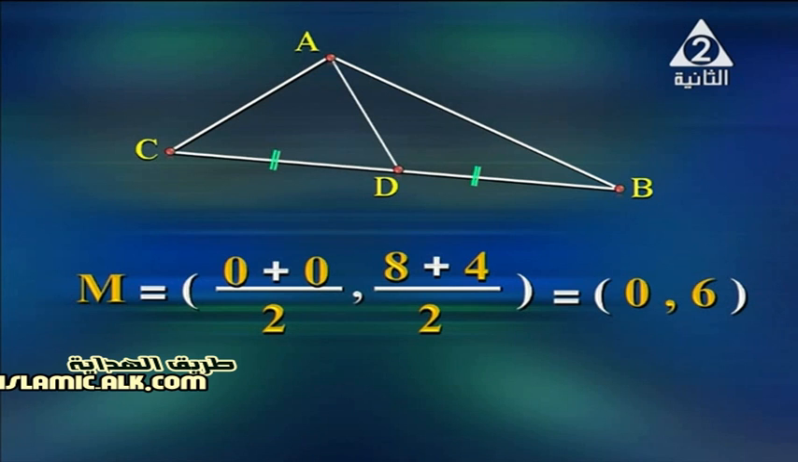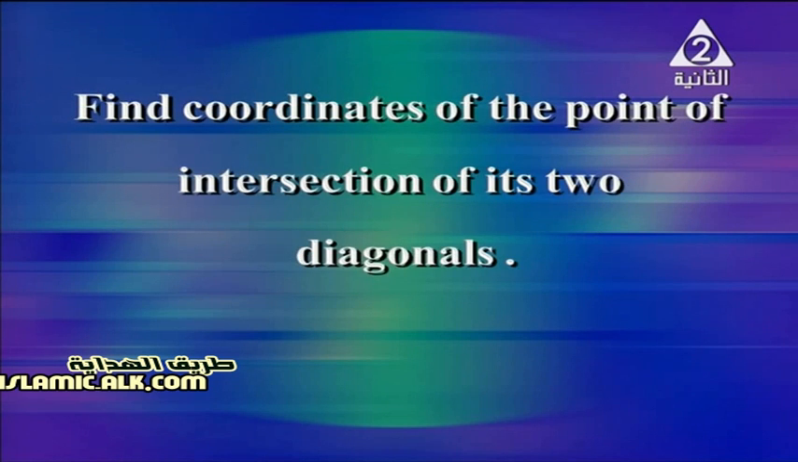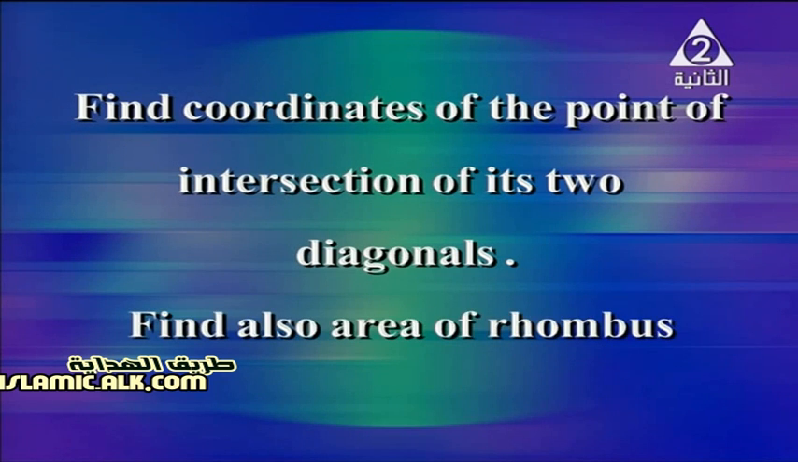Another example. If A(3, 2), B(4, -3), C(-1, -2), D(-2, 3) are vertices of a rhombus, find the coordinates of the point of intersection of its two diagonals, then find also the area of the rhombus. First of all, you have a rhombus. Try at the very beginning to draw the rhombus ABCD.